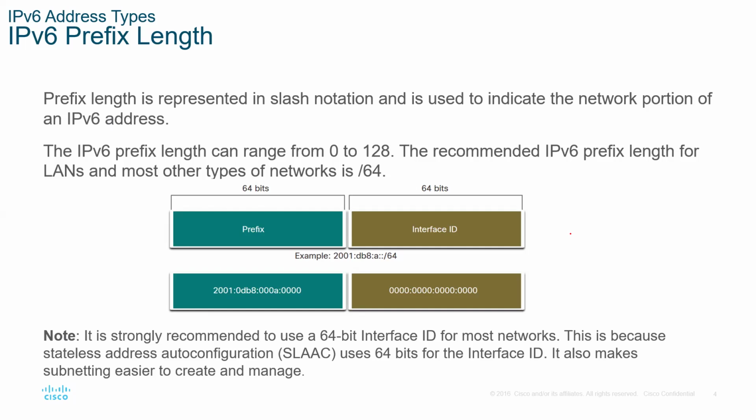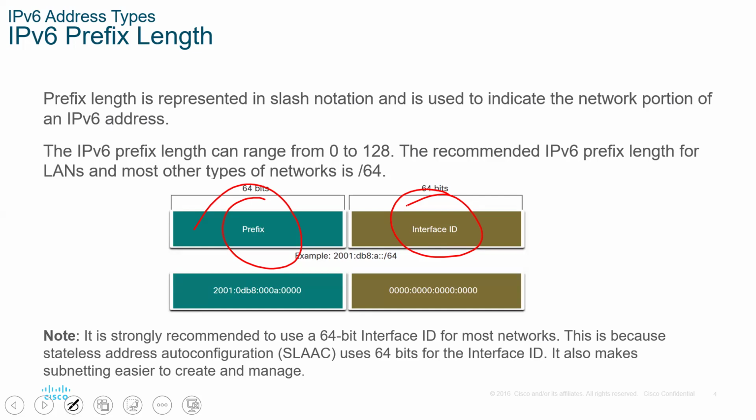But the recommended IP version 6 prefix length for local area networks and most other types of networks is /64, which means that the IP block is divided into two: /64 for your network portion and /64 for your host portion. So most IPv6 addresses you are going to be using will be /64. It is strongly recommended to use a 64-bit interface ID for most networks.